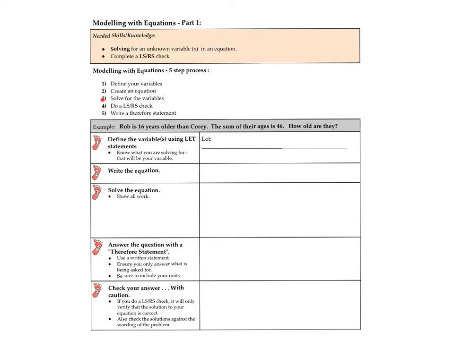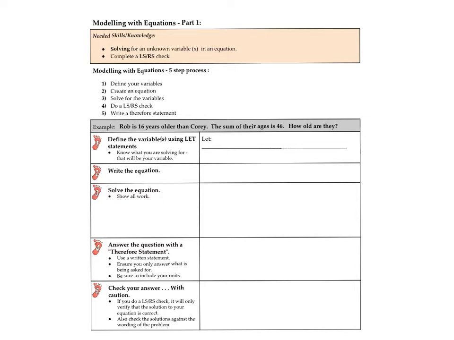Once you have the value of the variables, you're going to do a left side, right side check, and then write a therefore statement. Please note that you will not get any marks if you can just figure out the answer in your head. That means that if there is no algebra shown or the five-step process is not followed. So now let's look at an example which can be very easily solved otherwise, but we are going to see how we can use algebra and the five-step process to figure out the answers to this question.